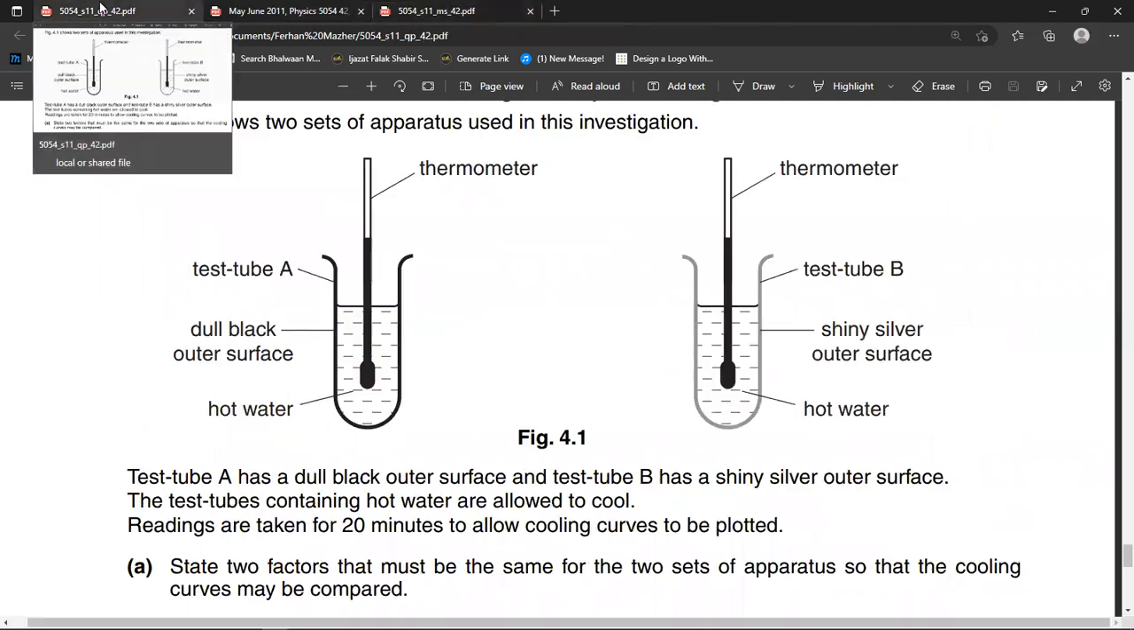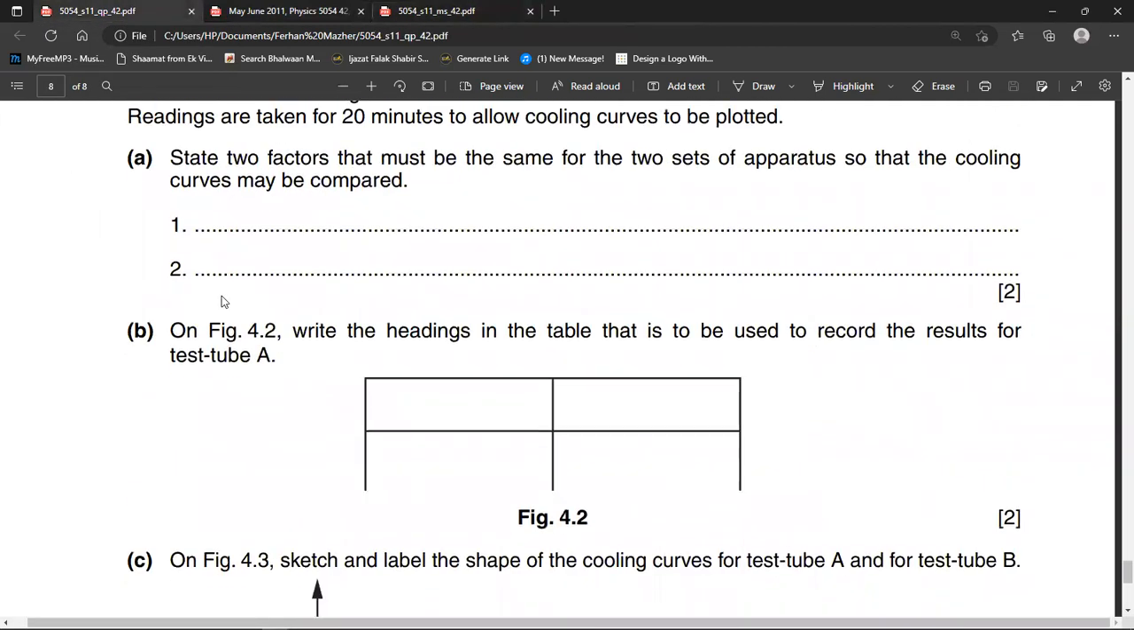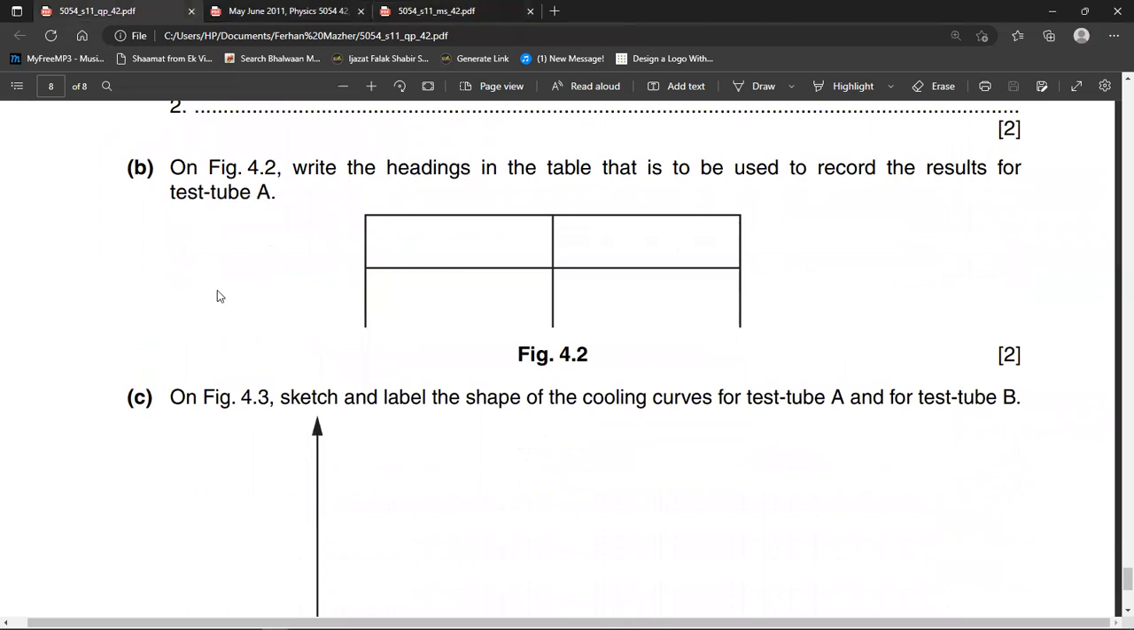Hopefully you understand. It says on figure 4.2, write the headings in the table that is to be used to record the results of test tube A. Here I will note down the time in minutes, and here I will write the temperature.